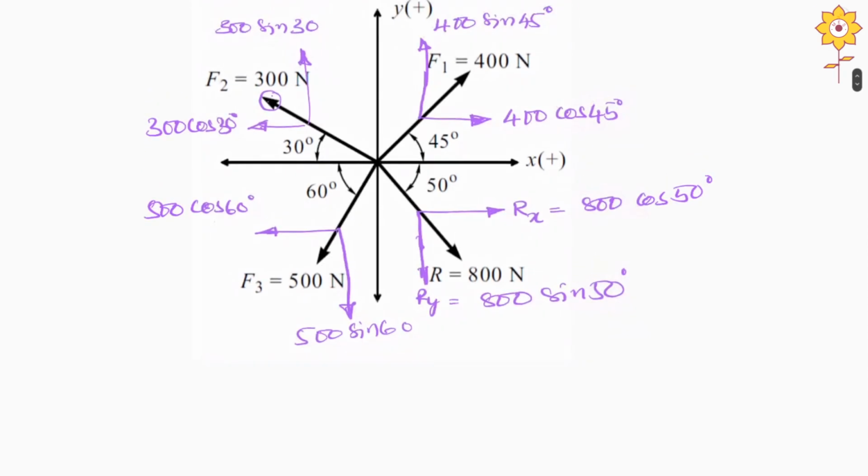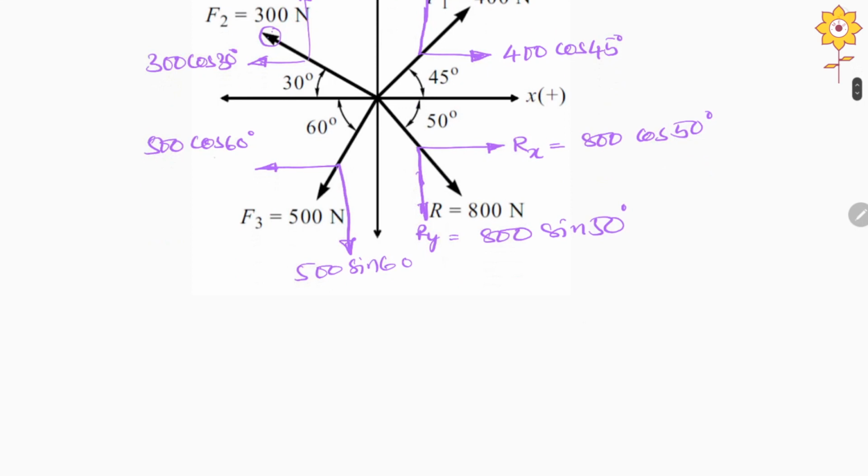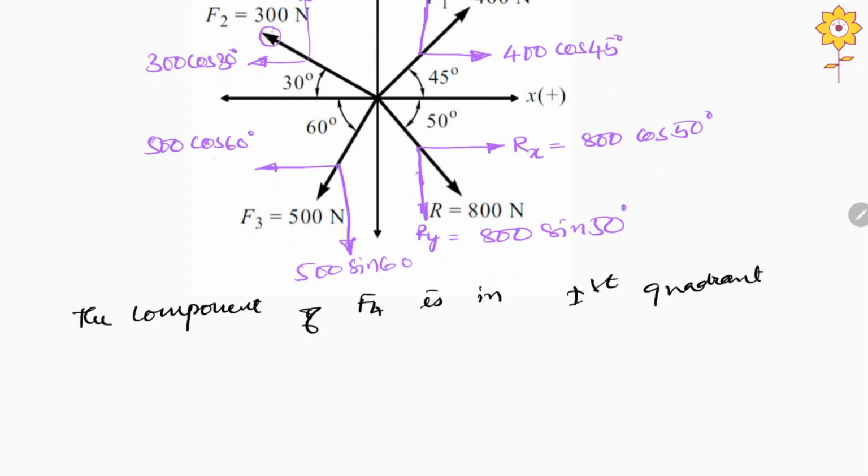We don't know where this F4 will be lying on this system, right? So we are going to assume that the component of F4 is in first quadrant. When it's in first quadrant, that means F4x will be positive and F4y will also be positive. These are the components of F4.